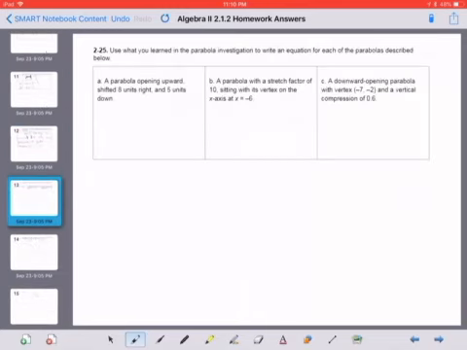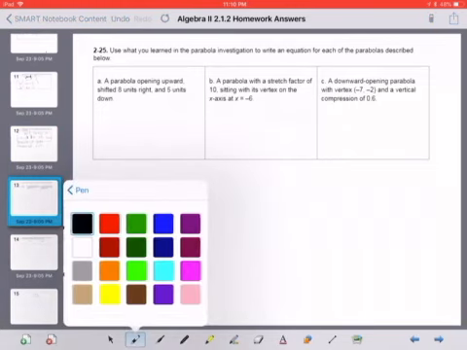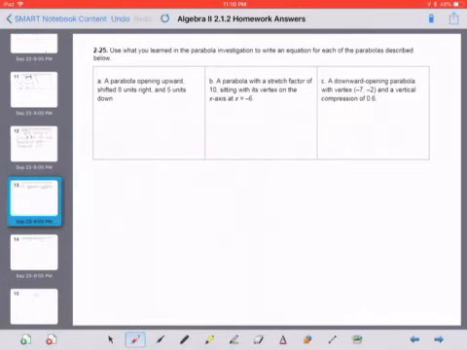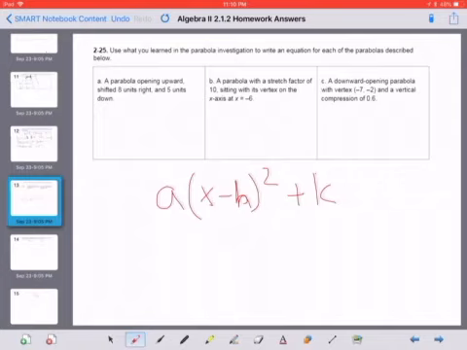Okay. Problem 25 says, use what you learned in the parabola investigation to write an equation for each of the parabolas described below. So one of the things that we talked about when we were doing the parabola investigation is the formula, where I have a times (x minus h) to the second power plus k, where h right here is the opposite of whatever it is.